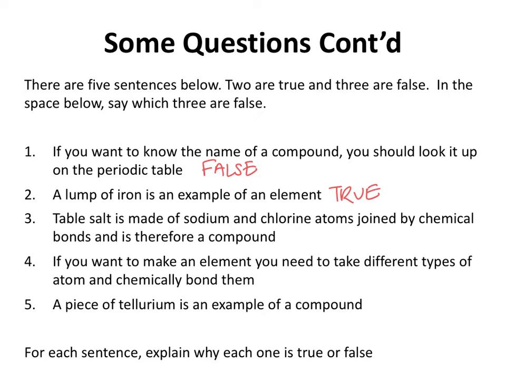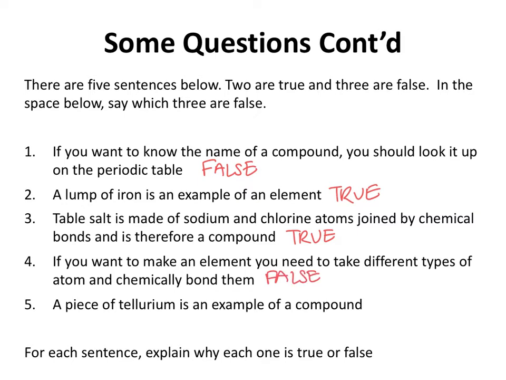Table salt is made of sodium and chlorine atoms joined by chemical bonds and is therefore a compound. So a compound is a substance made of atoms of 2 or more elements. Sodium and chlorine are 2 elements. They are chemically combined. So yes, that is true. That is a compound. If you want to make an element, you need to take different types of atom and chemically bond them. Well, no, because an element is made of only one type of atom.